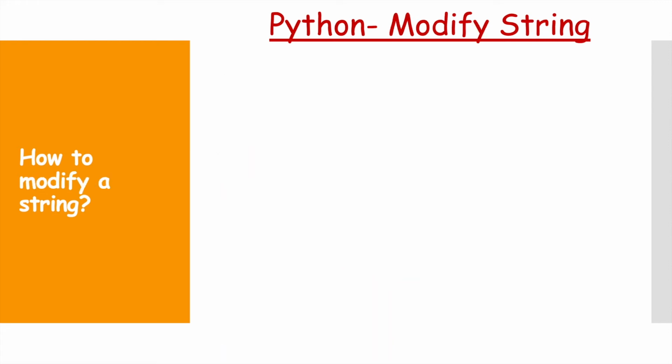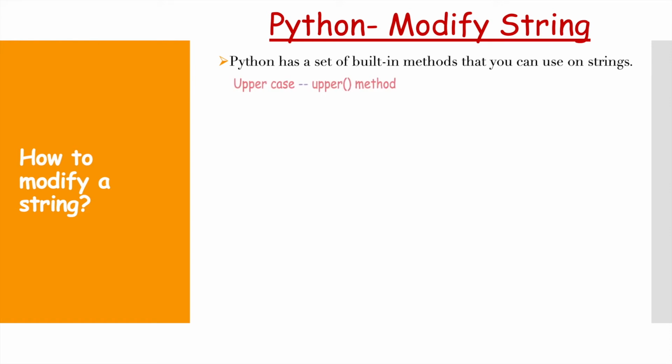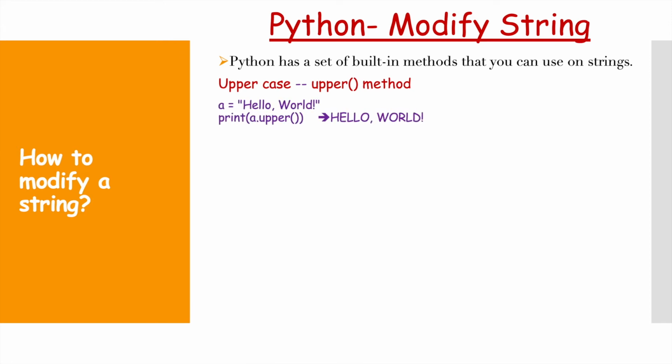Now let's see how to modify the string in Python. Python has a set of built-in methods that you can use on the string. So the very first method which we are going to see is the upper method. The upper method returns the string in uppercase. So here in this example, the hello world string, when you call the upper method, it is going to convert all the characters of the string to uppercase.